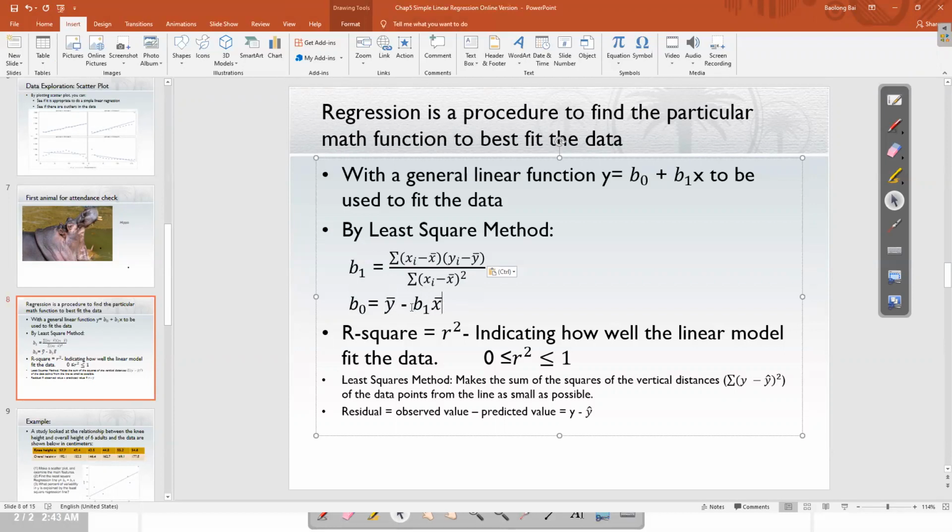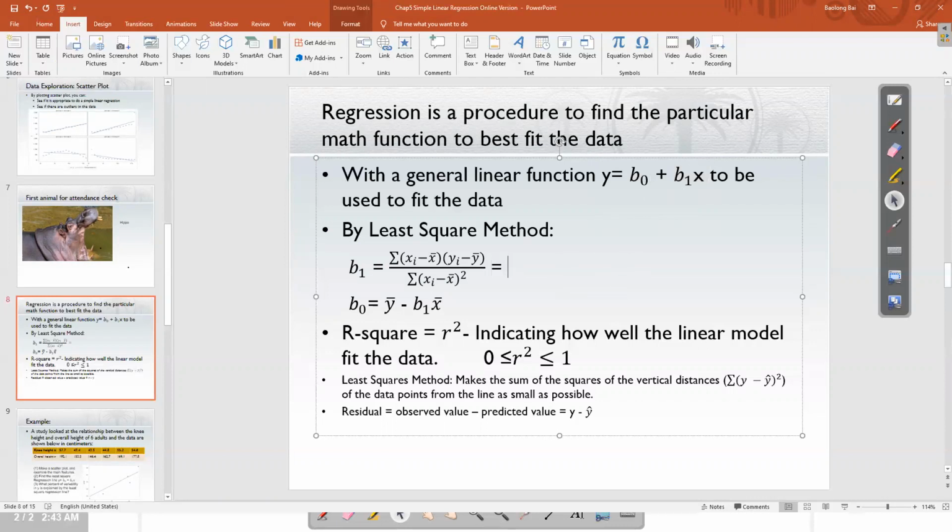B0 is y bar minus B1 times x bar. So y bar and x bar are sample means, right? Sample mean for variable x and sample mean for variable y. Once you have B1 and B0 calculated, bring them back to the regression equation. You have the regression equation established. So basically, bring it back to the general form.